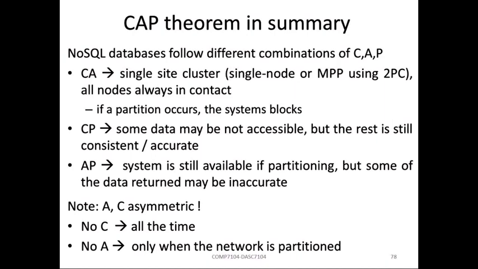What is important to understand here is that the A and C are asymmetric in the sense that when we give up the consistency feature, it's at all times, not only for situations when we have a network partition. Basically, at all times, regardless of whether we have a major failure or not, the system is available and will always answer with something, but that data may not always be the most accurate one. And when we give up availability, this is only for situations when the network is partitioned, when we have major failures.